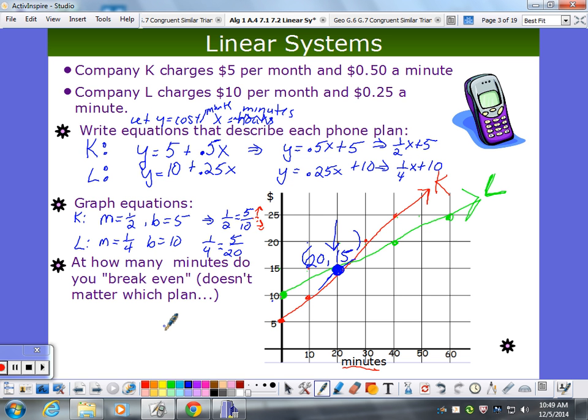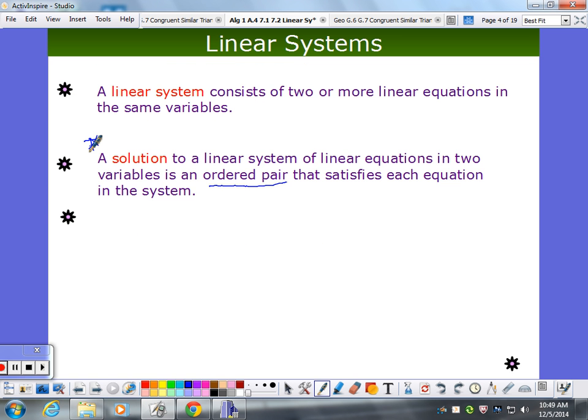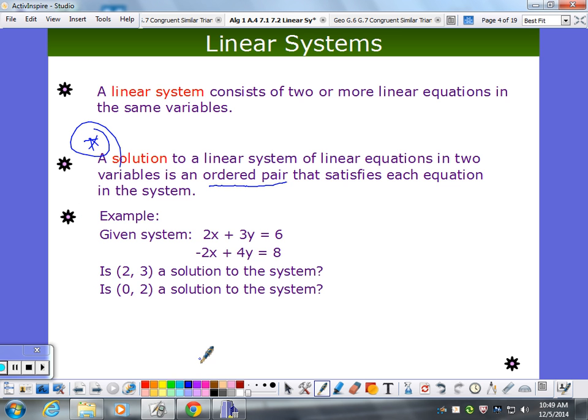That's a solution to a linear system. The point of intersection of the two lines, where they cross, that's the solution. That's a very important thing. It sounds kind of okay, but some people miss that. It's the place where they both cross. The point is on both lines.